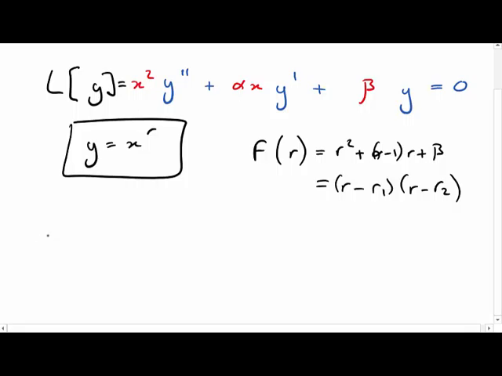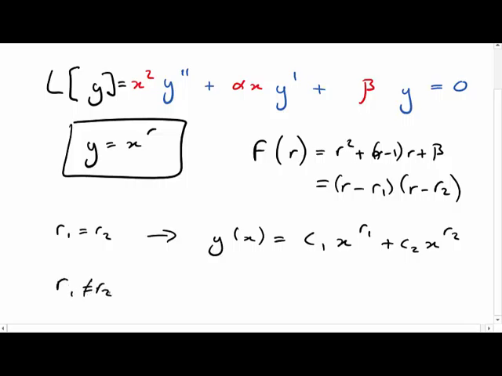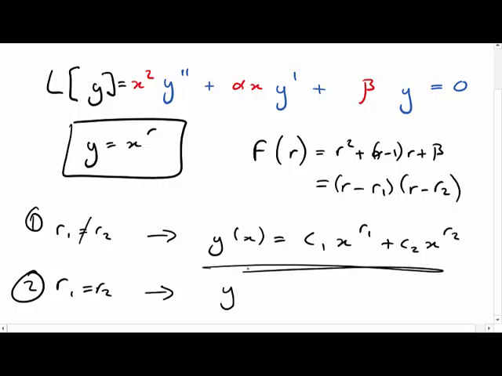So you've got three cases. You've got the case where r1 is not equal to r2, and that yields a solution that looks like this. So the general solution looks like this: you've got C1 x to the power of r1 plus C2 x to the power of r2.